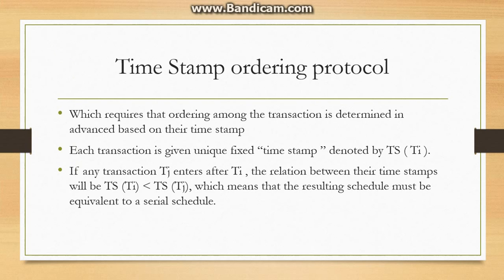The next is the timestamp ordering protocol, which requires that ordering among the transactions is determined in advance based on their timestamp. Each transaction is given a unique fixed timestamp denoted by TS. If any transaction Tj enters after Ti, the relation between the timestamps will be TS(Ti) less than TS(Tj), which means that the resulting schedule must be equivalent to a serial schedule.